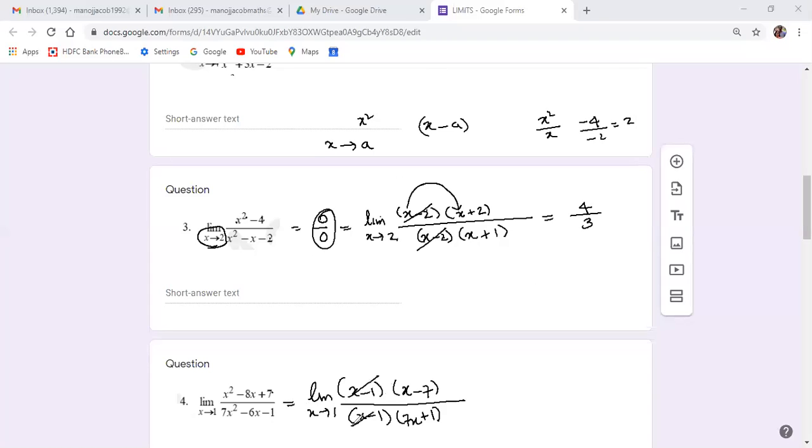So x minus 1 gets cancelled. So 1 minus 7 upon 7 plus 1, so minus 6 by 8, which is minus 3 by 4. I hope it is fine. Anybody in the class not understood this technique?